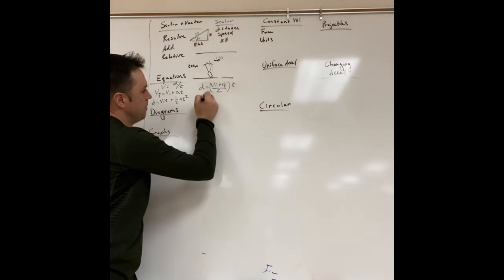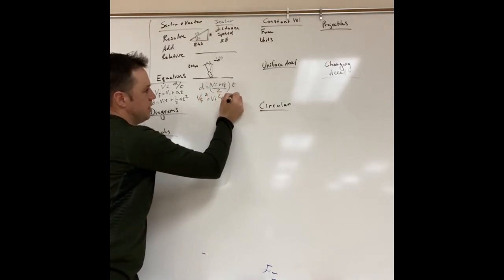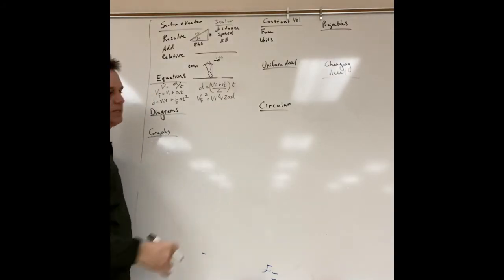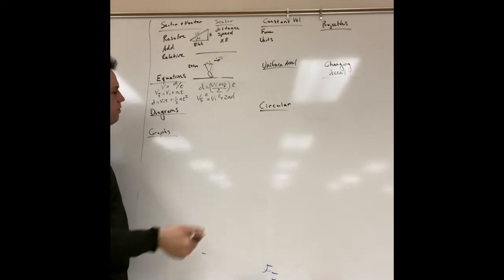And finally, v final squared equals v initial squared plus 2ad is the one without time. This is really useful for finding your max height, because you might not know the time at which you're at your max height, but you do know you're at a final velocity of 0, at least vertically, at your max height. So this is a useful one for that.